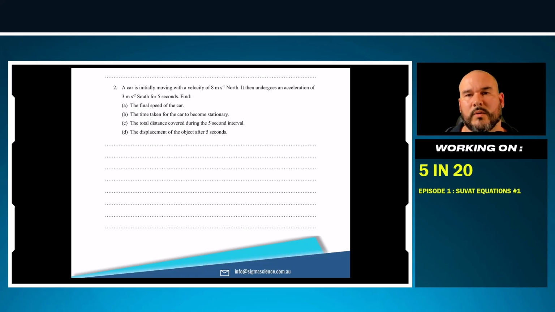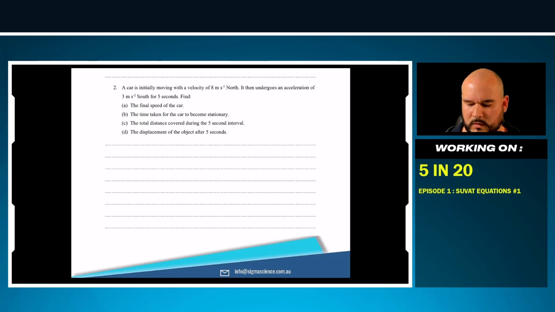So again, with the SUVAT, it's really awesome if you can think about the question in terms of the different variables. So not what's the final speed of the car, think about it in terms of SUVAT. It's saying find v. V is the final speed of the car, or the magnitude of v is the final speed of the car. Find the magnitude of v given, what do you know? You know that u is positive 8, you know that a is -3, and you know that t is 5. So find v given u is +8, a is -3, and t is 5.